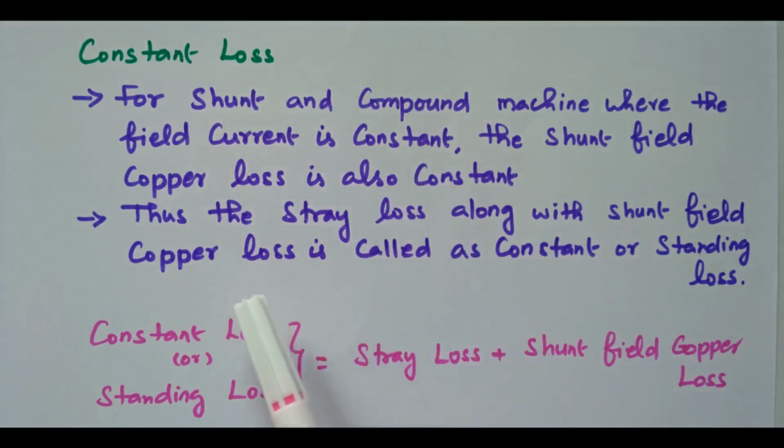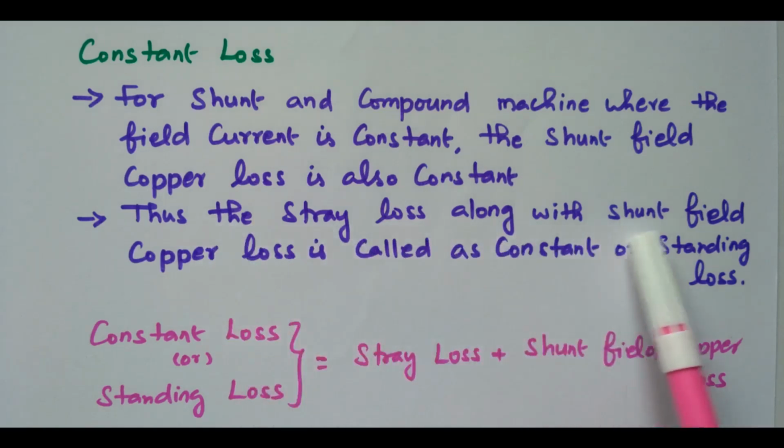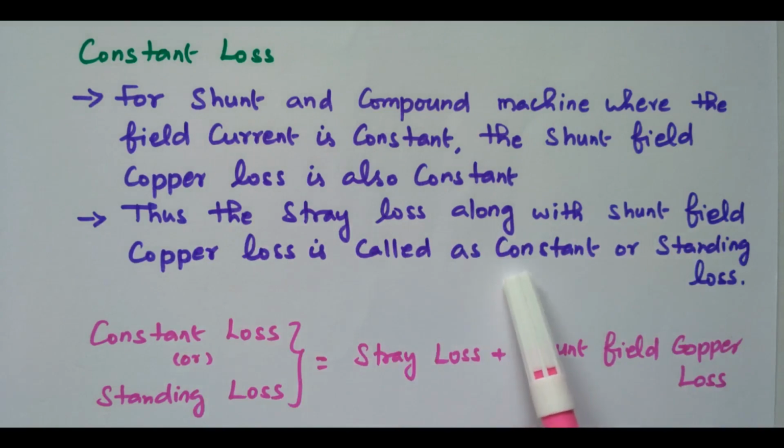So, we already have constant losses available. This is called stray loss, that is the sum of magnetic loss and mechanical loss. The stray loss along with the shunt field copper loss is called constant loss or standing loss. If you add the shunt field copper loss, because it is also almost constant, by adding these two we can take it as constant loss or standing loss. These losses are independent of the current.